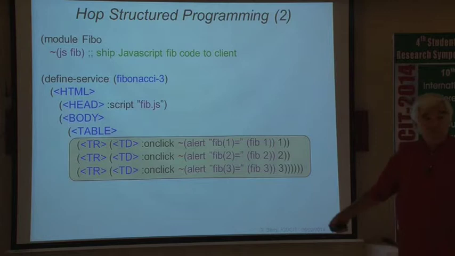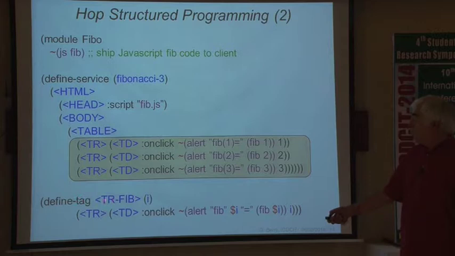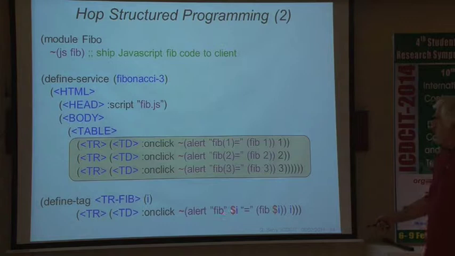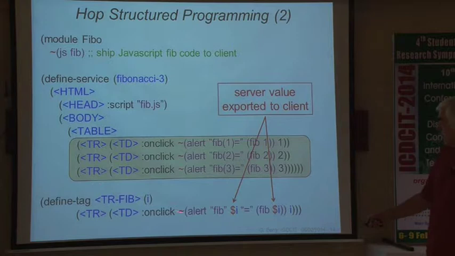So I can define a new tag. It's a sort of defining a new function here, which will take a parameter I, and I will use this tag with 1, 2, 3. Normal programming idea. So the tag is like that, but there is one addition here: remember, this is a server program, but this purple code is client code.